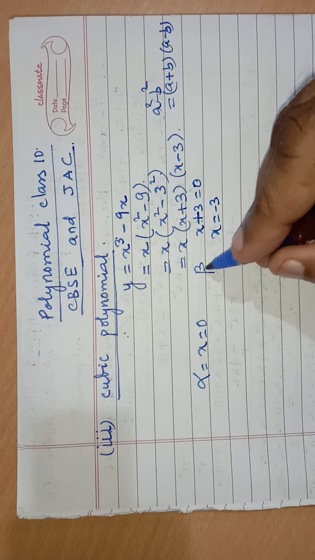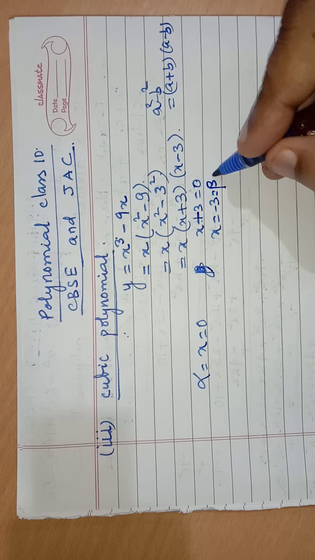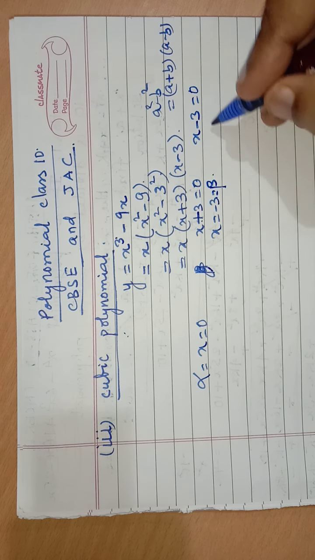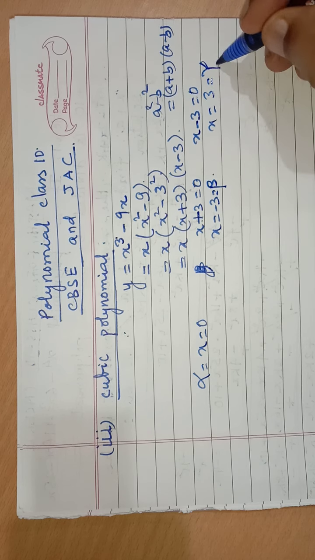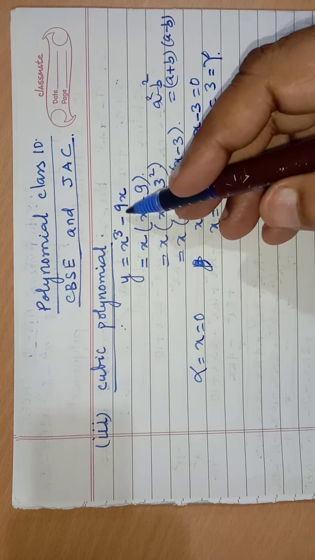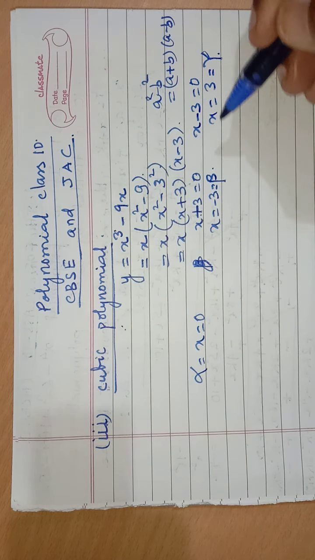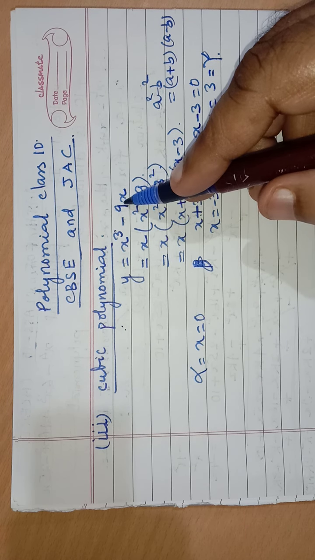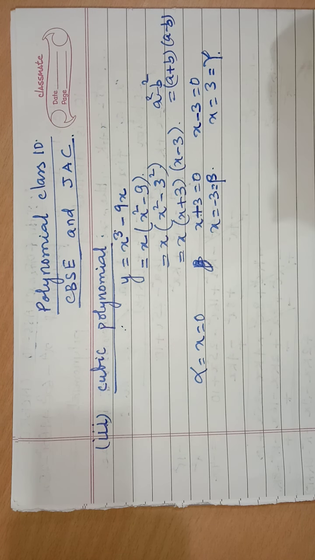minus 3. So this is the second zero, beta. Suppose x minus 3 is equal to 0, then x is equal to 3, so it is gamma. So there are three zeros of the polynomial. If we substitute the value of x as 0, the polynomial gives 0, and if we substitute x is equal to minus 3, then it is also giving 0. If we put x is equal to 3, the value will be 0.